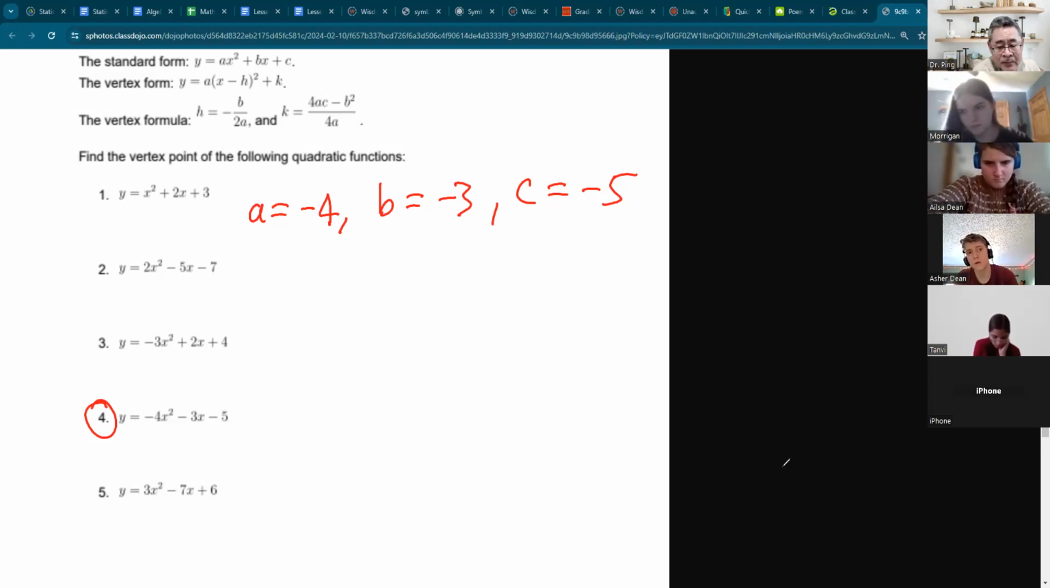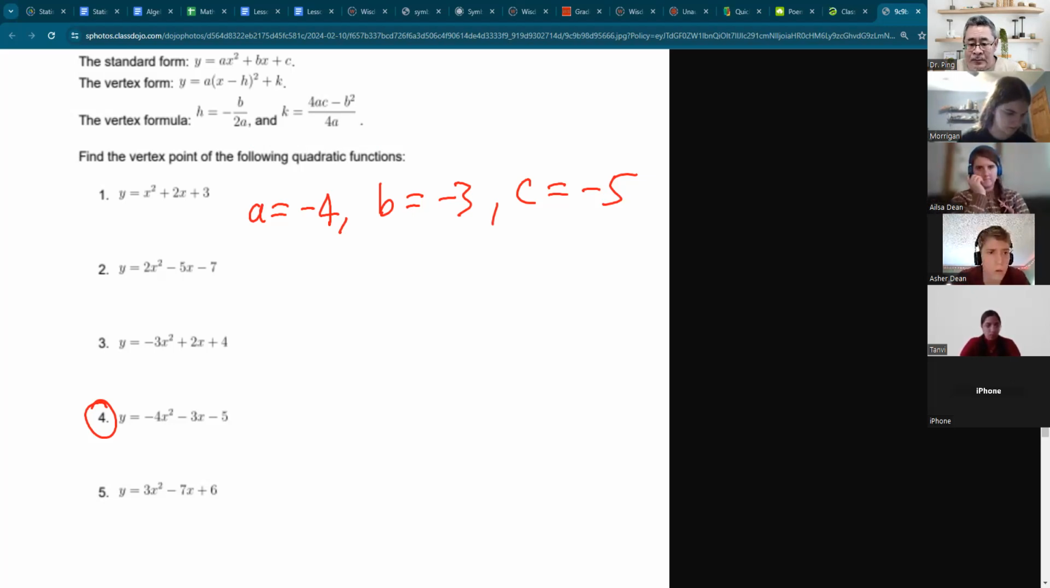Four times -4 would be -16. -16 times -5 would be -80. H is not correct. So for K, without simplifying it, I ended up with 394 over 8. That doesn't seem right. No, it's not right. B is -3, so that would be negative. A is -4. 2 times -4 would be -8. Good job, Henry.